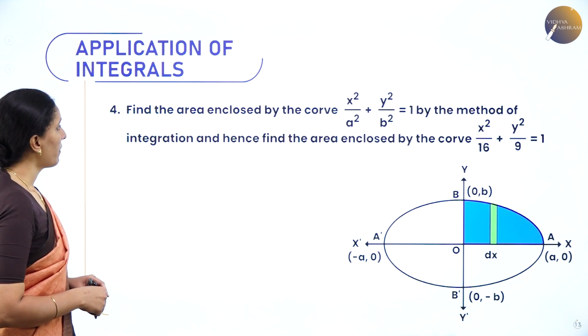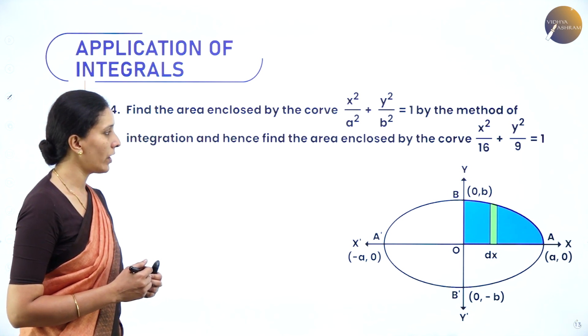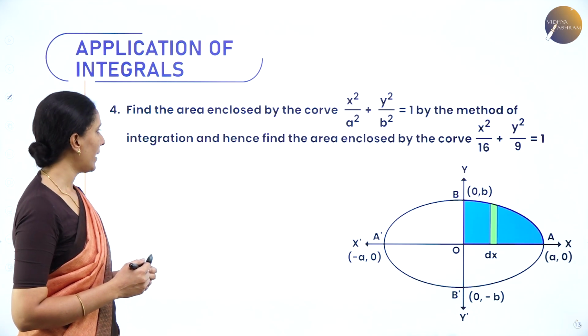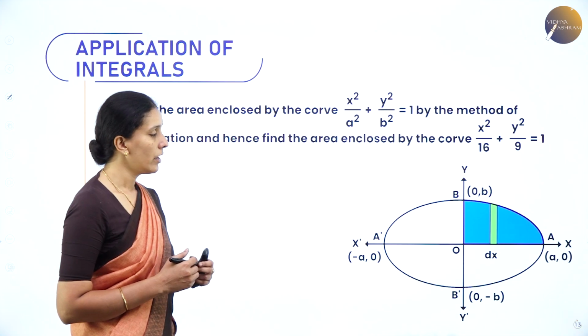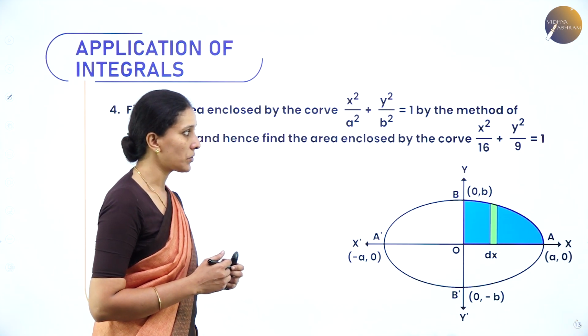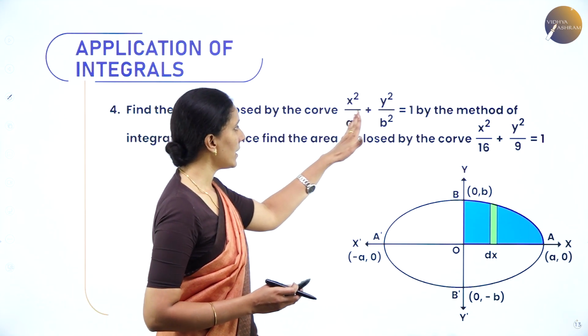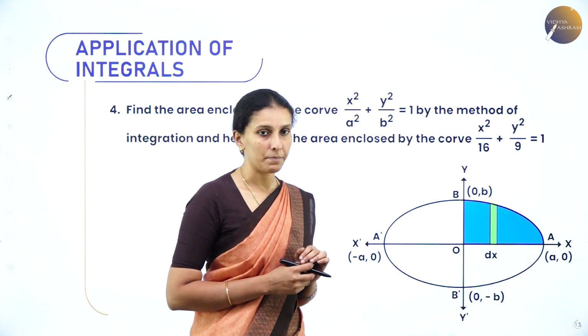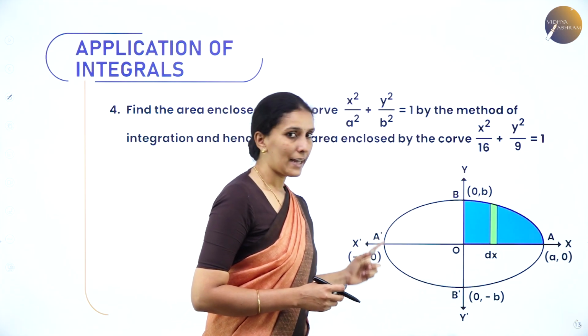Next question. Find the area enclosed by the curve x square by a square plus y square by b square is equal to 1 by the method of integration, and hence find the area enclosed by the curve x square by 16 plus y square by 9 is equal to 1. So clearly we can see this equation represents the ellipse. Now we need to find the area of this entire ellipse.